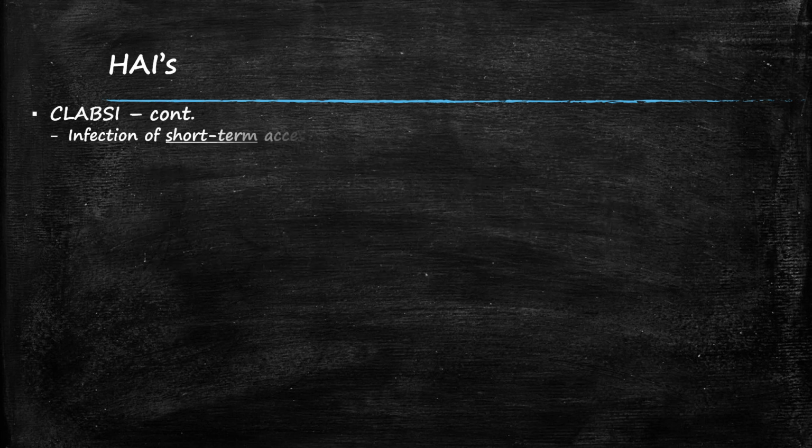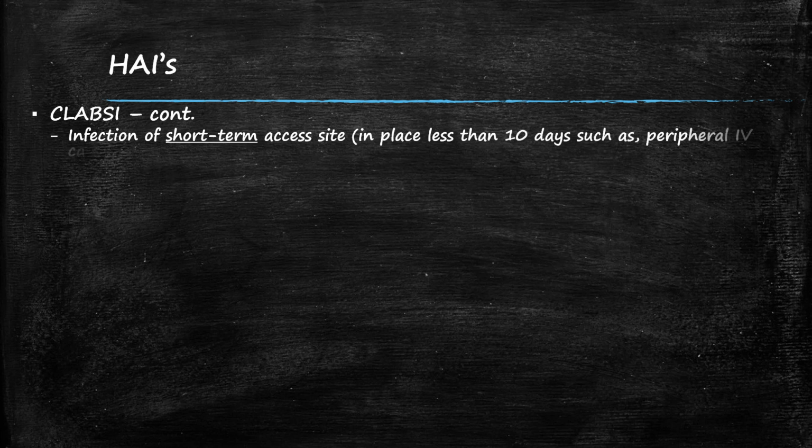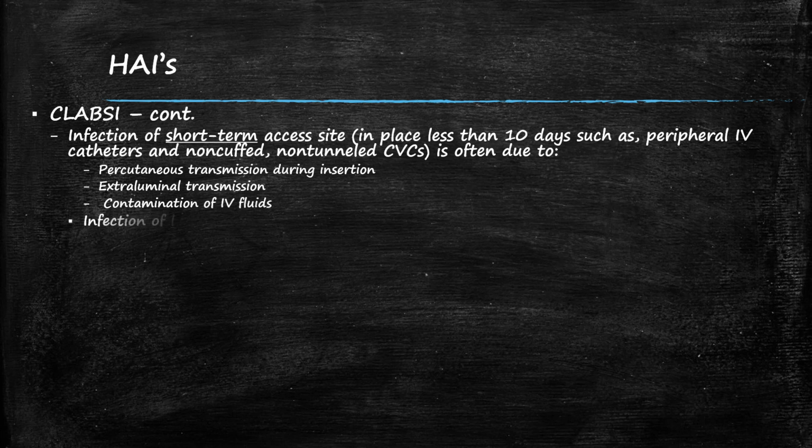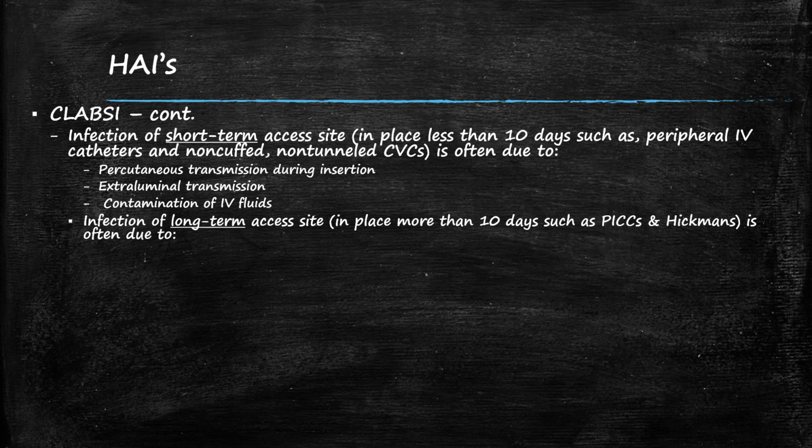Continuing on with CLABSI, infections of short-term access site, for example, those in place less than 10 days, like a peripheral IV, non-cuff, non-tunnel, central venous catheter, is due to a lot of times the percutaneous transmission during insertion, extraluminal transmission, contamination of IV fluids. Infection of a long-term access site is often due to contamination of the catheter hub, luminal fluid.